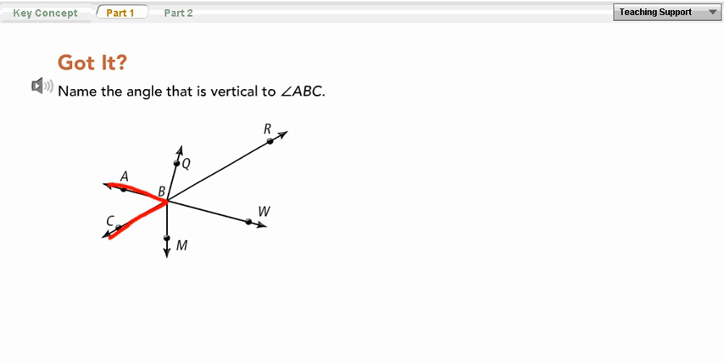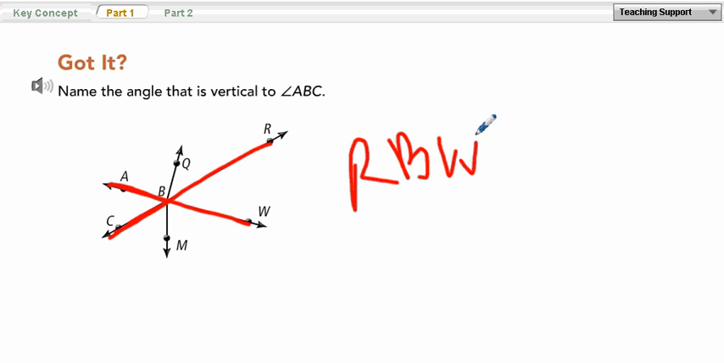Okay, some of you may see it already, but just in case you're having trouble, let's see, line CR continues past, and line AW continues past, so that it's RBW. That is congruent, not congruent, sorry. It's a vertical angle to ABC, which means they're going to have the same measurements.